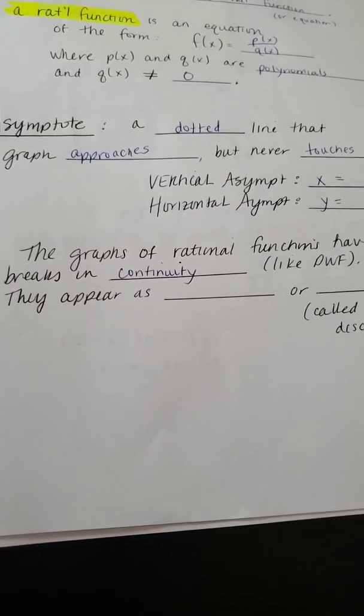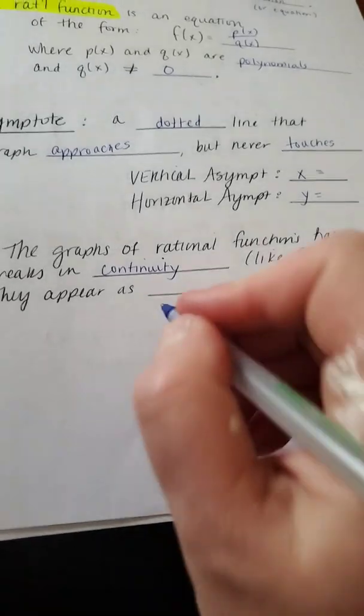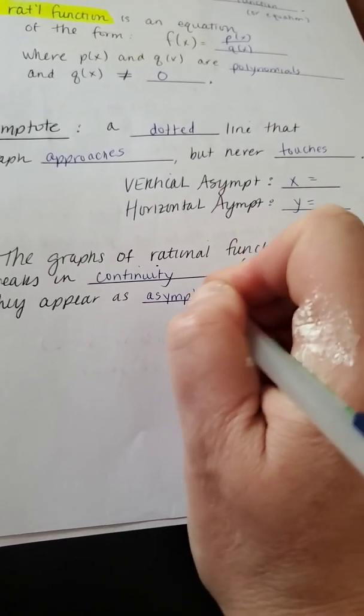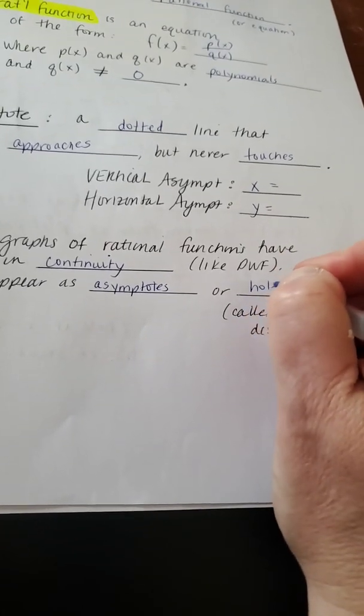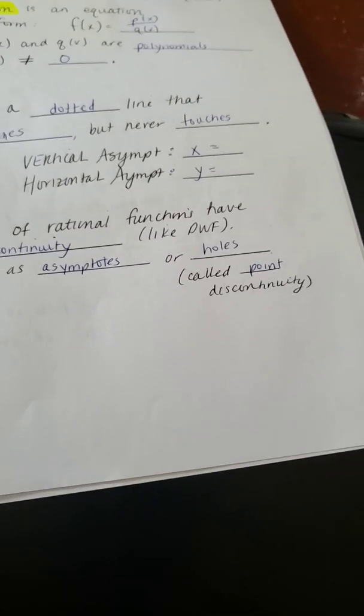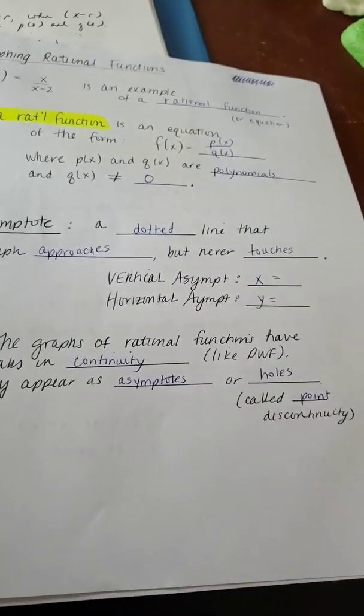These breaks can appear as asymptotes or holes, which is called point discontinuity. So that's the first page.